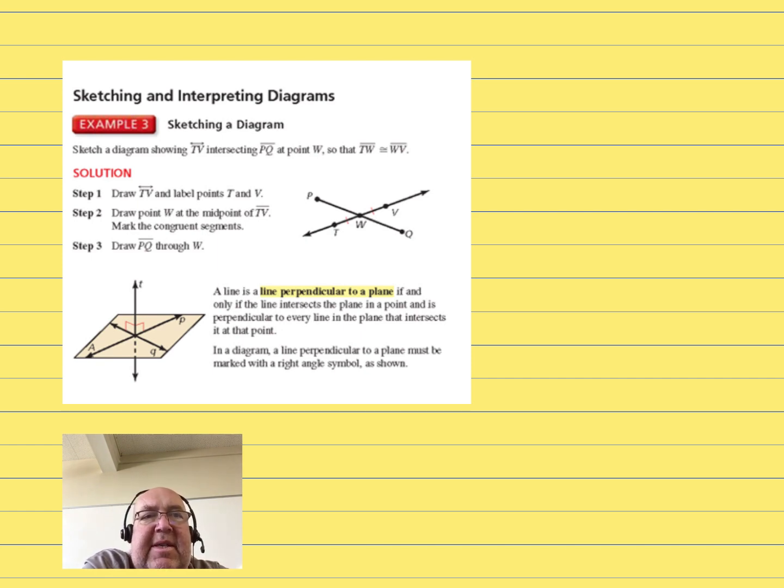So we're going to look at this one, sketch a diagram, and interpreting the diagram. So we're making a diagram that shows a line TV that intersects the line PQ. So you see the line TV going up and down, and then you see P and Q going across, and it's intersecting at a point W so that it's a midpoint, so that TW is congruent to WV.